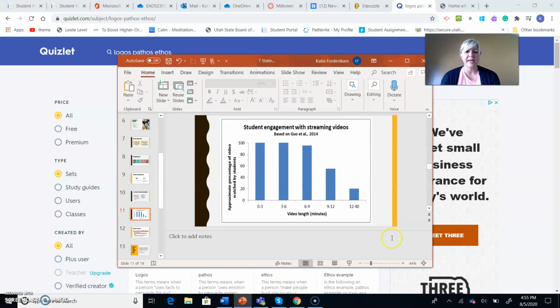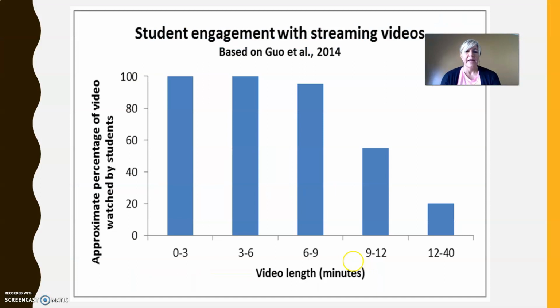So the next thing I want to talk about is, as you're creating these experiences with technology, especially with videos, pay attention to time. All right, so there was a study done and it found that videos that are 0 to 6 minutes have high levels of engagement. A 6 to 9 minute video still has a high level, but when you go to a 9 to 12 or a 12 to 40 minute video, their engagement drops off.